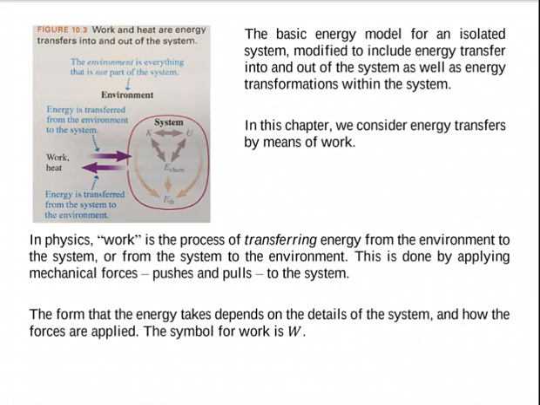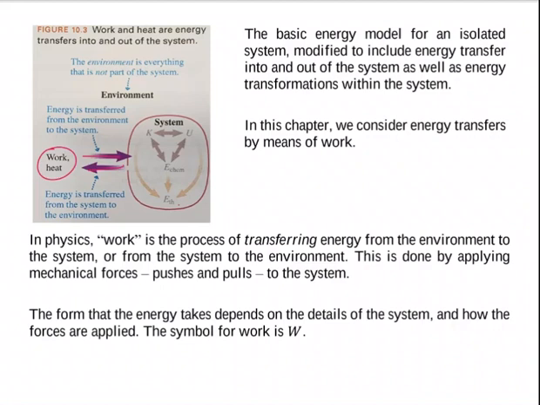All right, so we have work and heat, our energy transfers into the system. We have our system diagram again over here in the little circle. Now we're going to transfer energy from the environment to the system or from the system to the environment, and that's work and heat. So that's these guys over here. We're putting energy in or we're taking energy out, one way or the other. The basic energy model for the isolated system is modified to include energy transfer in and out of the system, as well as energy transformations within the system. So that's the complete diagram now.